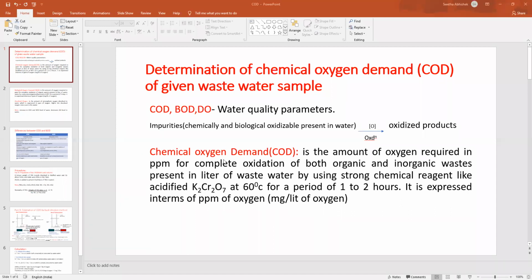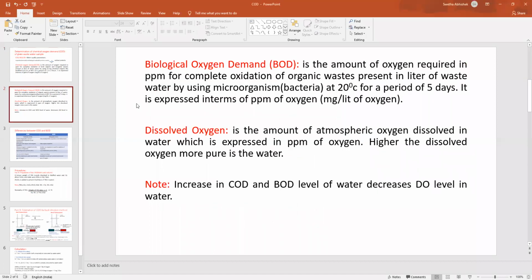Okay, this is what you mean by chemical oxygen demand. Then we will see what is biological oxygen demand. Both chemical oxygen demand and biological oxygen demand are important to know the total waste present in wastewater, but COD is more convenient to perform when compared to BOD.